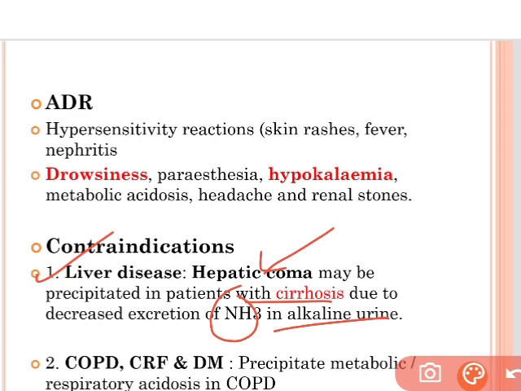It is also contraindicated in COPD, chronic renal failure, or diabetes mellitus, because it can precipitate metabolic acidosis or respiratory acidosis, which may worsen the COPD, the CRF or the diabetes mellitus. So these are the contraindications for acetazolamide, or carbonic anhydrase inhibitors.